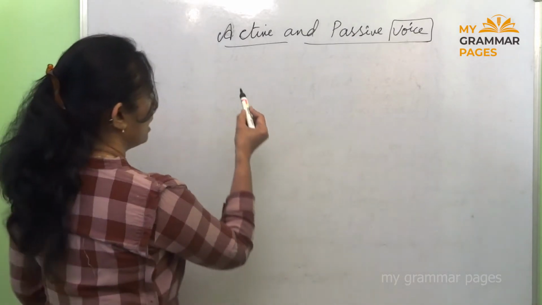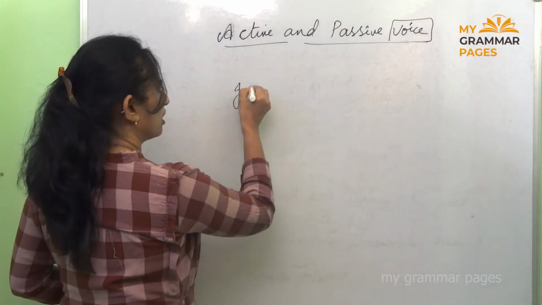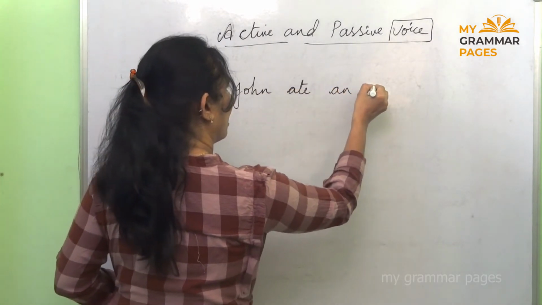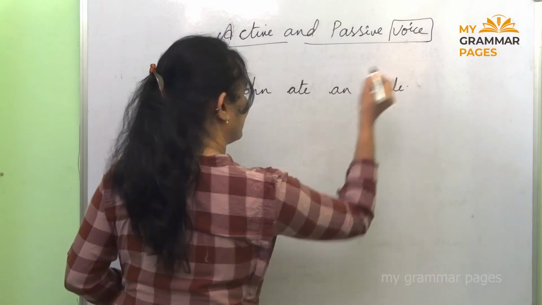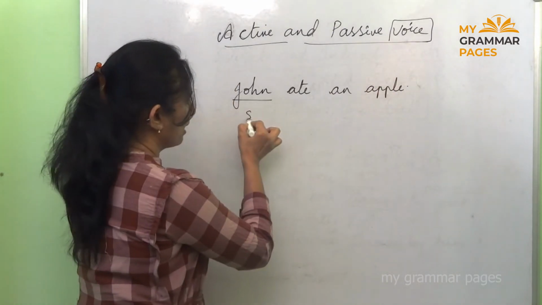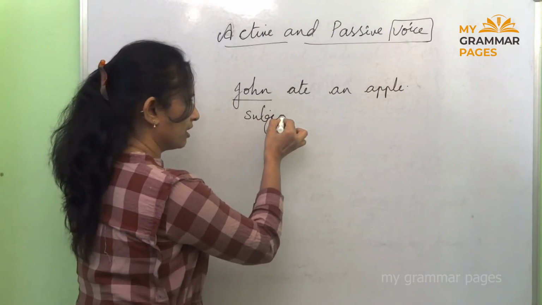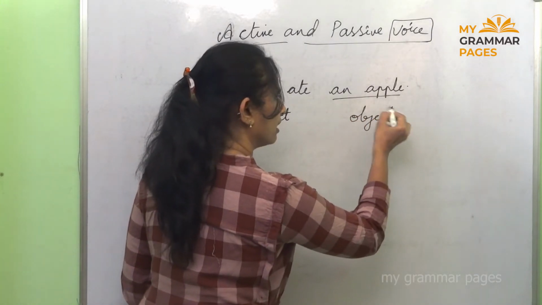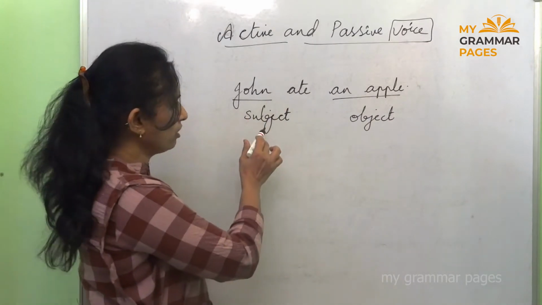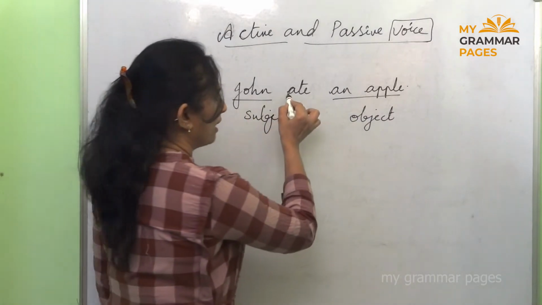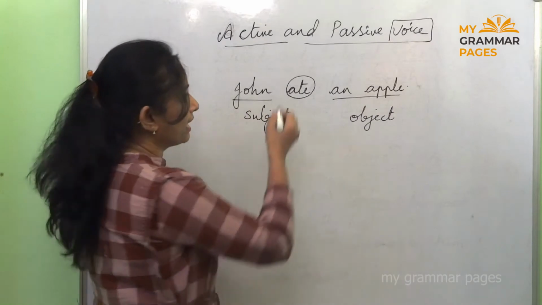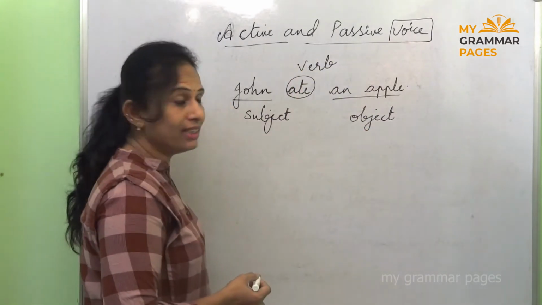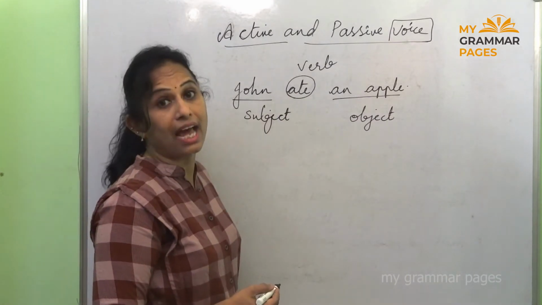Let's have a look. Now, I'll be writing a sentence: John ate an apple. In this sentence, John is the subject who does the action, and an apple is the object which receives the action performed by the subject. And what is the action here? It is ate, so we call it a verb. These are the three main components in a sentence which is said to be in active voice.